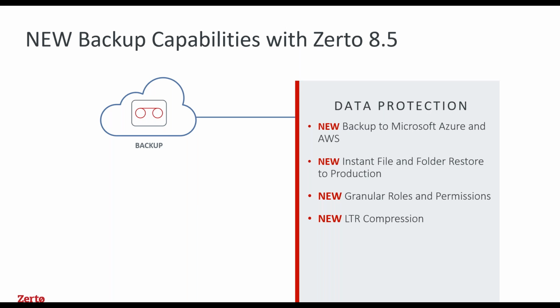And lastly, we're also introducing the ability to enable LTR compression on your retention sets to further increase savings on storage consumption. As a pro tip, I highly recommend adding more resources to the VRAs to handle this compression. Therefore, our VRA recommendation is for a total of 2 CPU and 16 gigs of RAM.